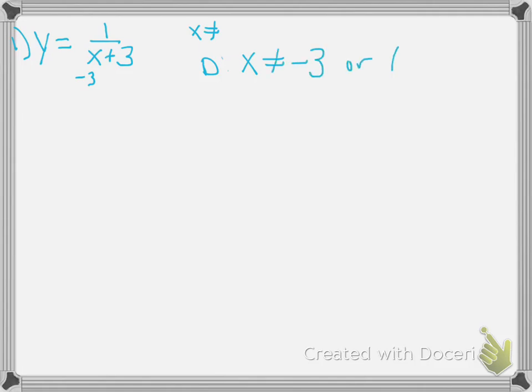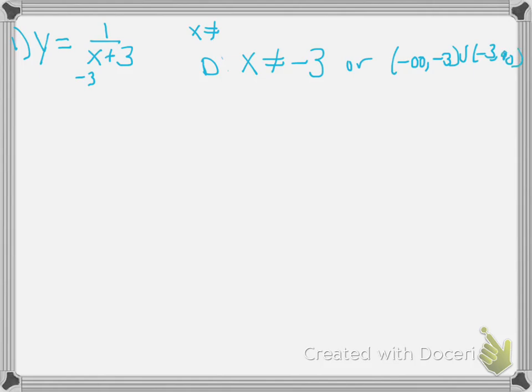So the first example we're going to look at is y is equal to 1 over x plus 3. Notice this is a fraction one, so we're going to write our answer as x not equal to. It's a fairly simple one, so we want to say what would make my denominator equal to 0. Well, if I plugged in a -3, that would make my denominator 0, so our domain is going to be x does not equal -3. Or we can write it as -infinity to -3 union -3 to infinity.